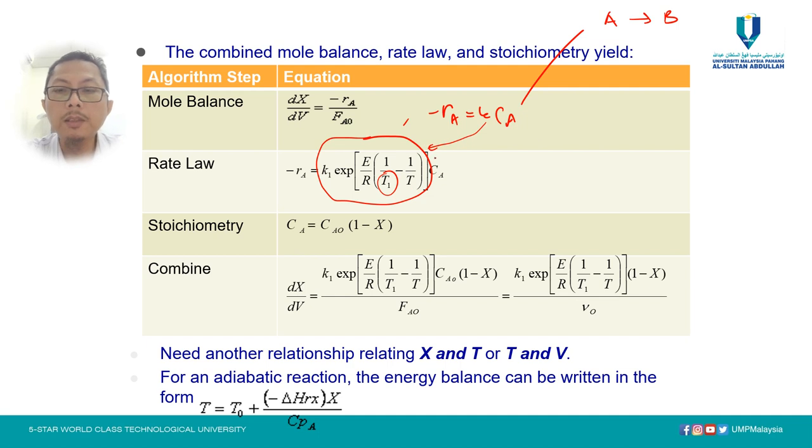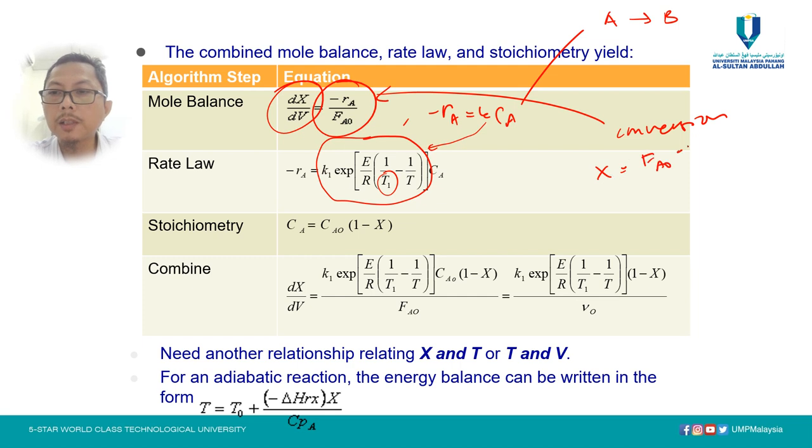k will change with temperature, and Ca we write in the form of conversion. So this is the equation in conversion. Conversion is actually Fa0 minus Fa per Fa0. So it comes from dFa/dV equals Ra.